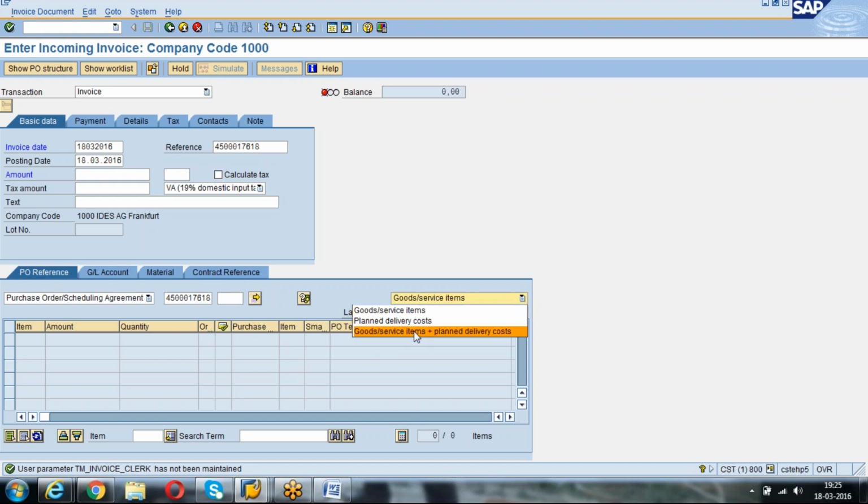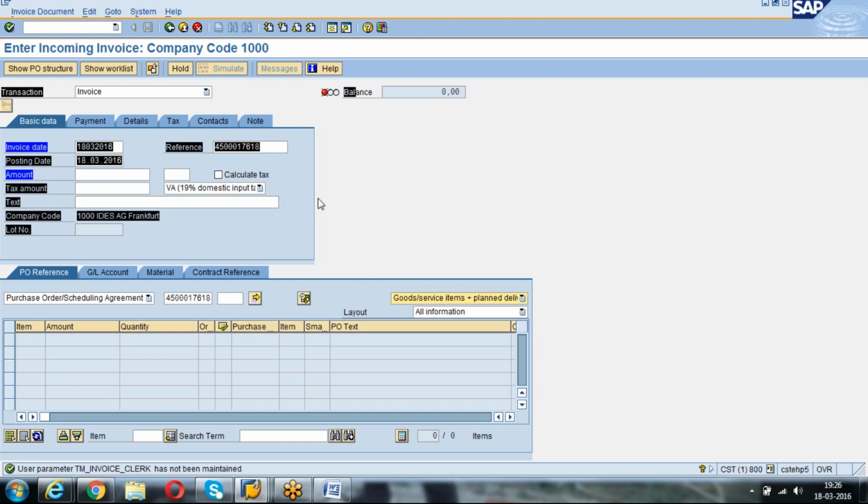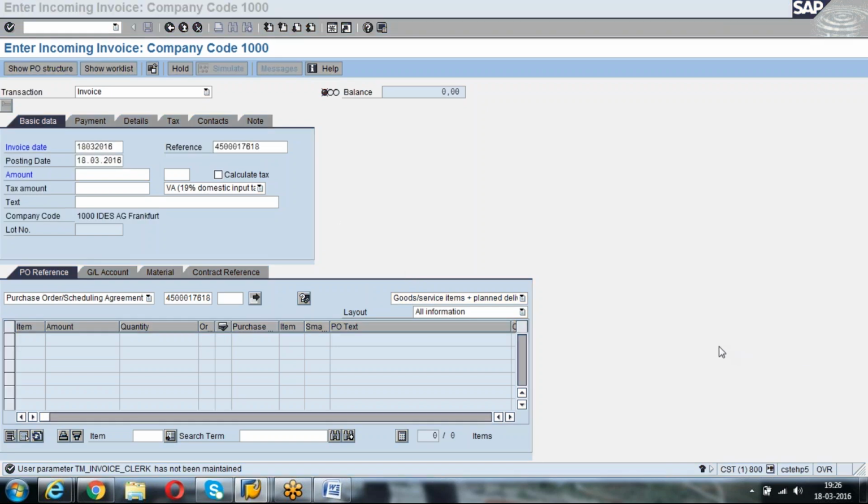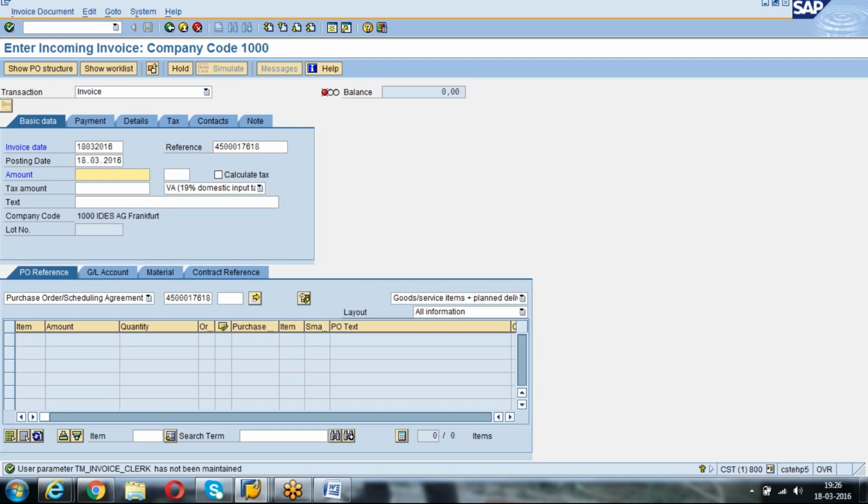If you want to do both at a time, which we generally use when you are paying the delivery costs and goods both to the same vendor. If we have a planned delivery cost for a separate vendor, then obviously we have to create separate invoices for planned delivery cost and goods. Now I'm taking both because we have given only one vendor. That's why I have selected goods plus planned delivery cost. Both we are paying at the same time. After you give the PO, you just click on enter.